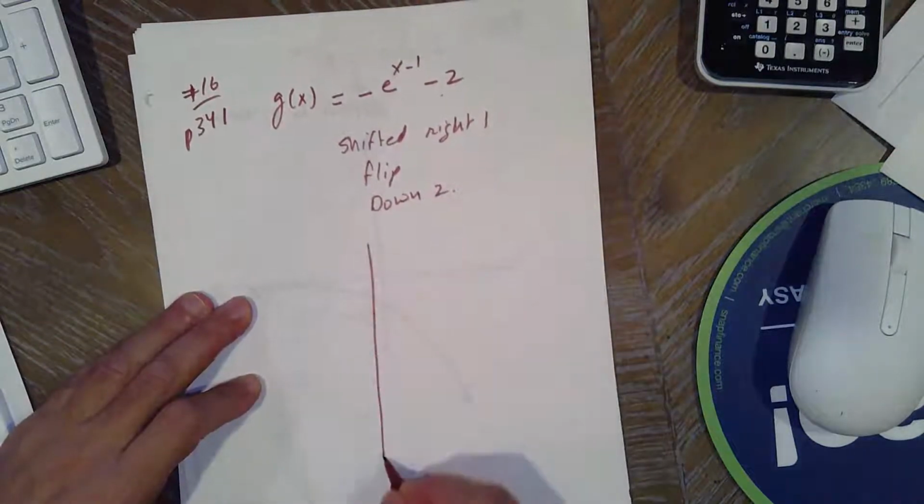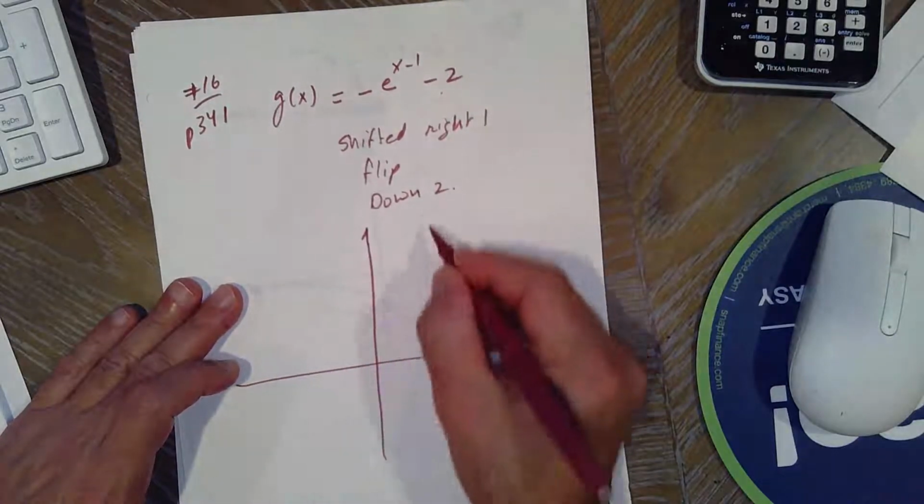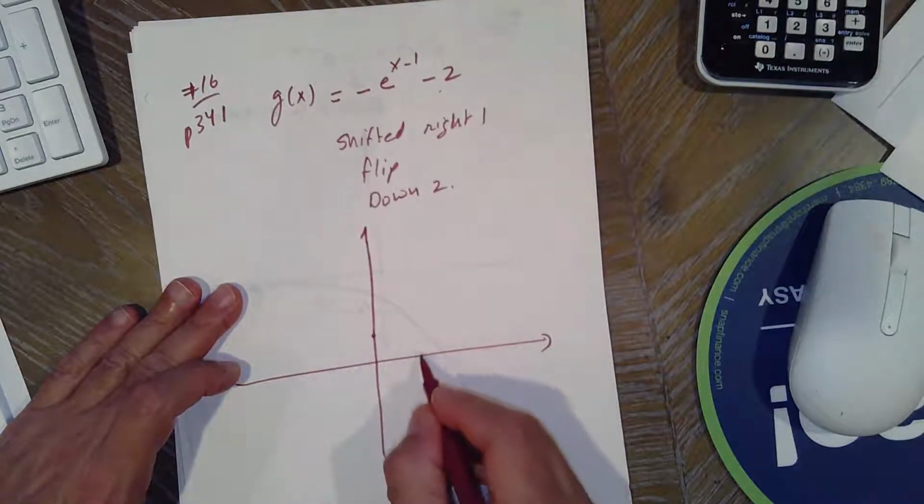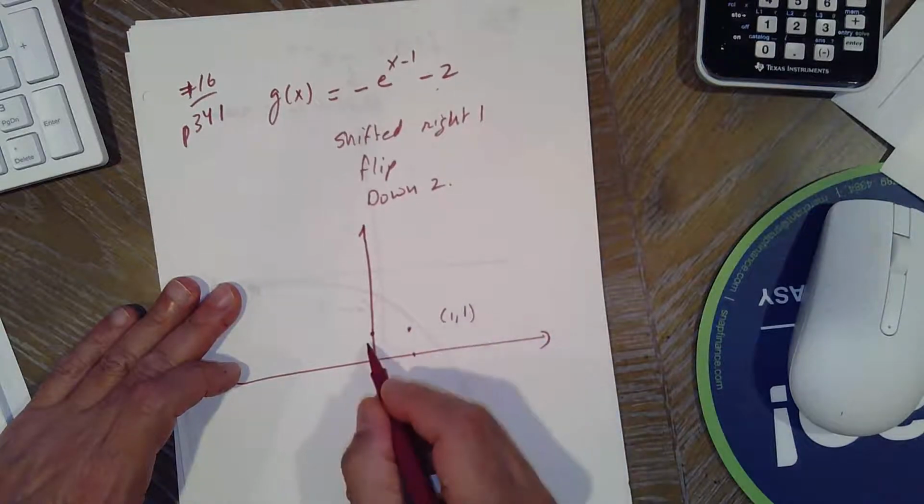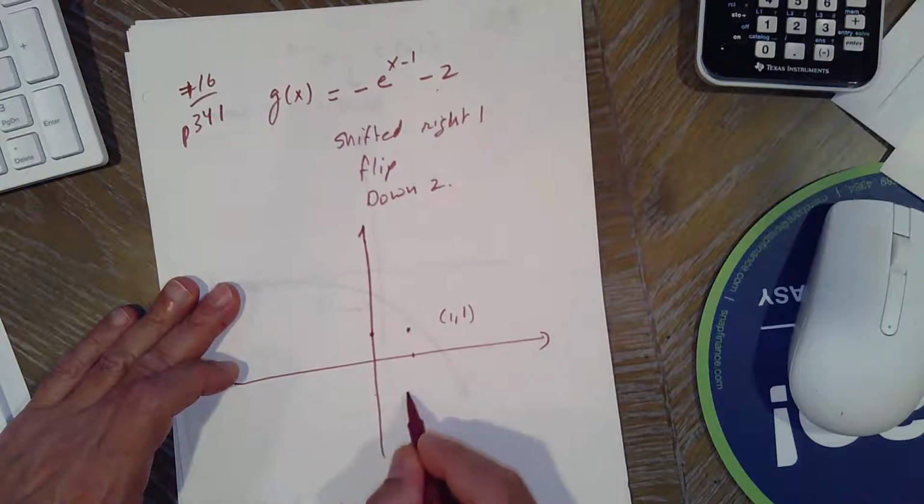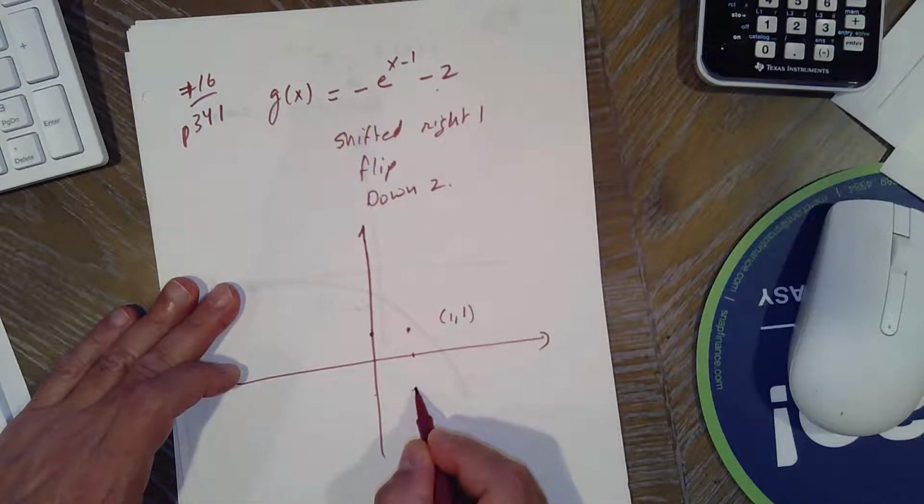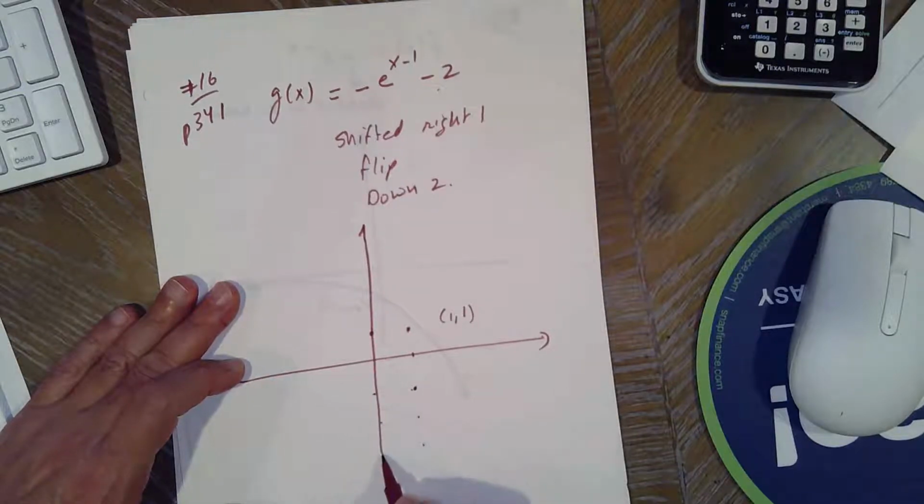So shifted 1 unit to the right. So it's e to the x shifted 1 unit to the right. Instead of 0, 1, it will be 1, 1. 1 unit to the right, and then flipped. So it'll be down here. And then 2 units down. So it'll be at negative 3, 1, negative 3.